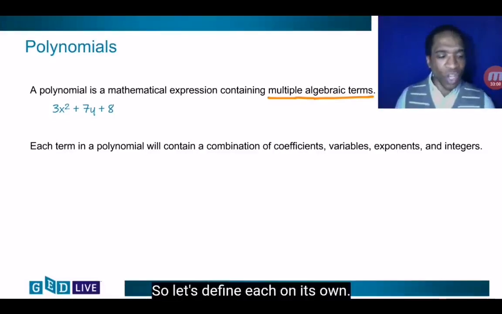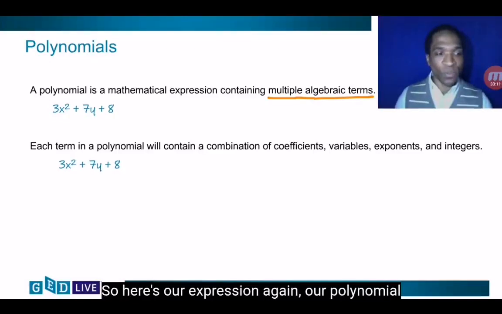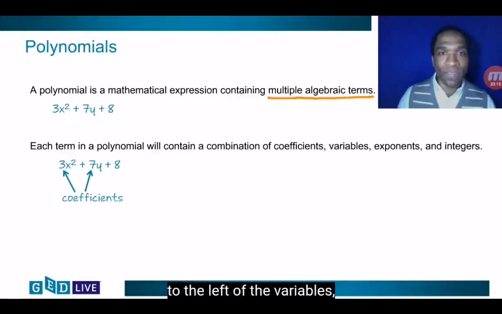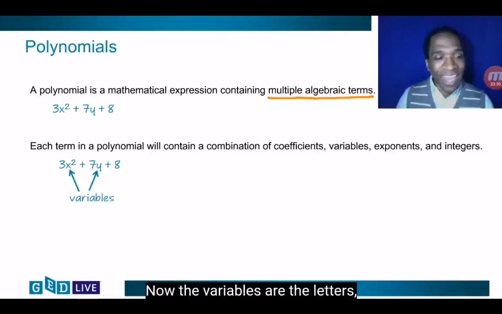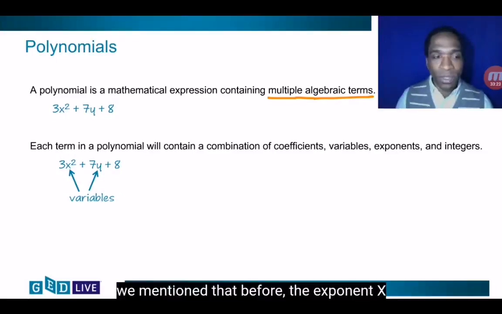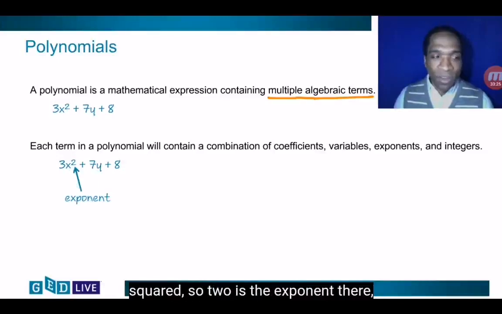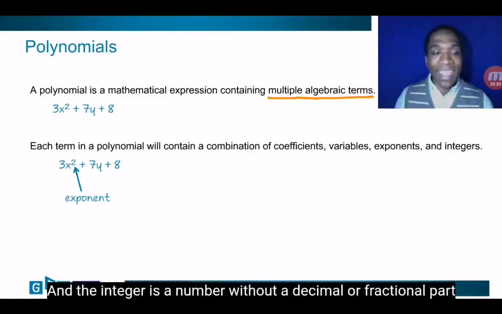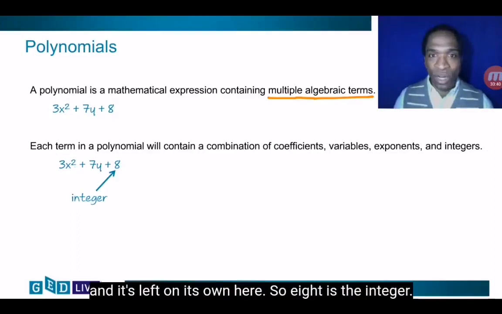So let's define each on its own. So here's our expression again, our polynomial. And the coefficients, remember, they're to the left of the variables. Those numbers there. Now the variables are the letters. We mentioned that before. Exponent: in x squared, 2 is that exponent there, or the power that x is raised by. And the integer is a number without a decimal or fractional part, and it's left on its own here. So 8 is the integer.